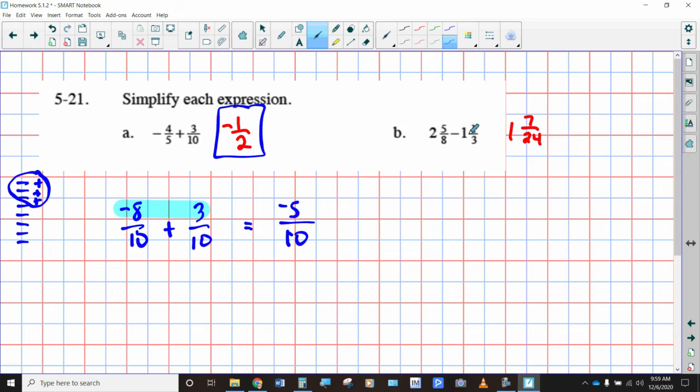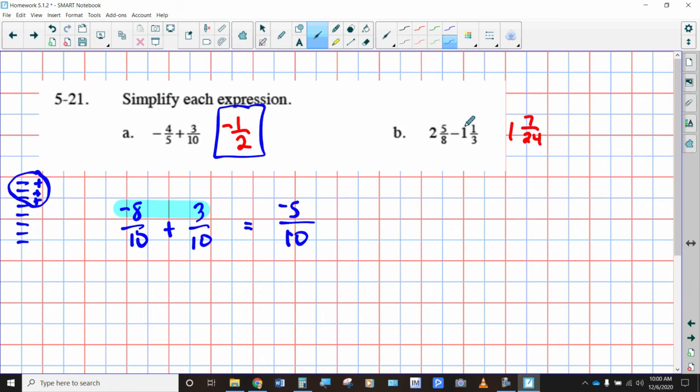Here is a subtraction problem that involves mixed numbers. Now, I know what people want to do. They just want to take 2 minus 1 is 1 and 5/8 minus 1/3 and declare that answer. But you can't always do that. Sometimes you can, but you shouldn't. This is what I recommend you always do.